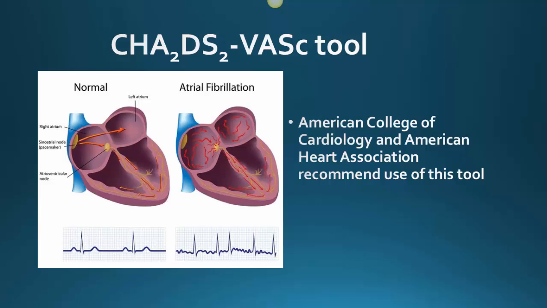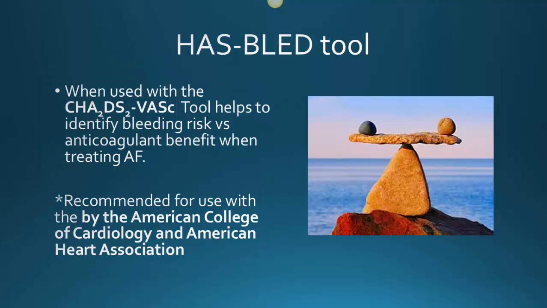The American College of Cardiology and the American Heart Association treatment guidelines are based partially on the patient's CHA2DS2-VASc score. Using the CHA2DS2-VASc tool is recommended by both the American College of Cardiology and the American Heart Association. The HAS-BLED tool is used to help clinicians identify bleeding risks associated with anticoagulant therapy and is recommended to be used with the CHA2DS2-VASc tool to help clinicians in risk versus benefit treatment decisions.